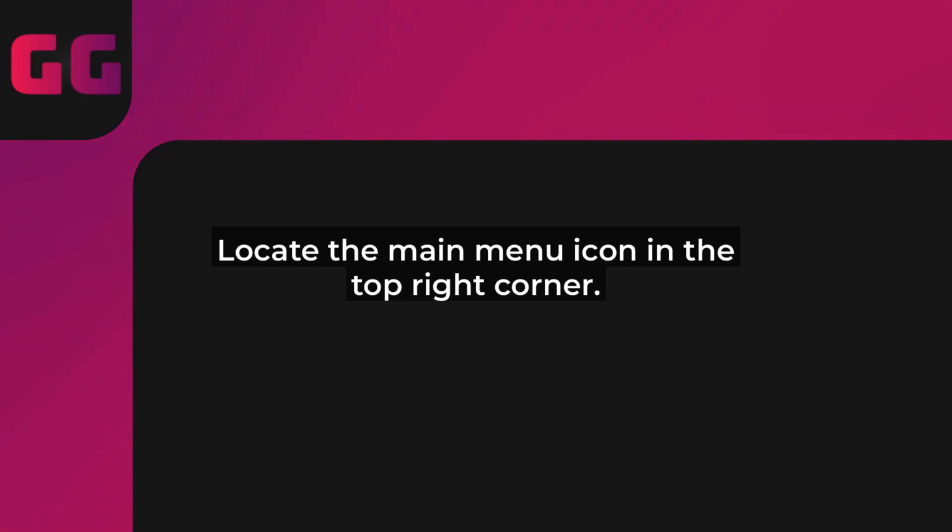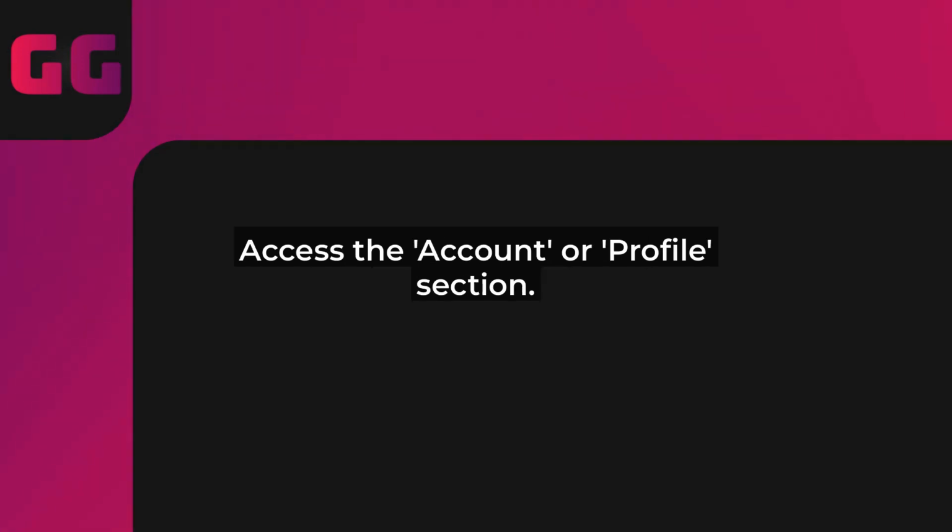First things first, fire up War Thunder and get into the game. Once you're in, look for the main menu icon. It's usually in the top right corner, represented by 3 horizontal lines or a gear symbol. Click on that to open up your options.